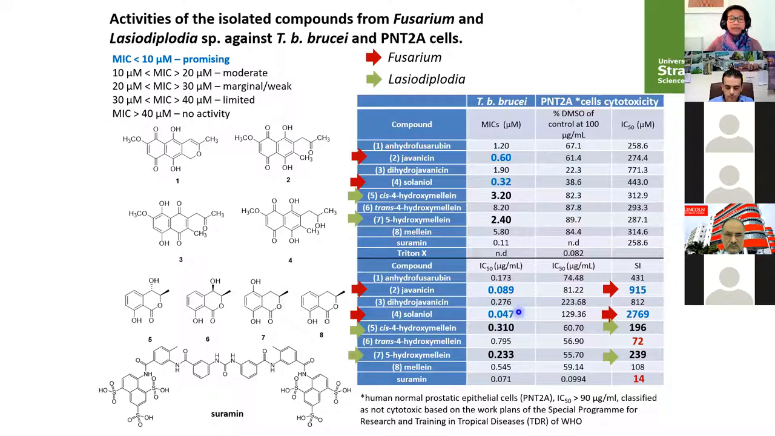And the best news is, if you look at the selectivity index, it is a very high selectivity index in comparison to suramin. We all know that suramin is a very toxic drug, even to normal cells. And we could reflect that in its very low selectivity index, which means we have here a drug which has a very good potential to use against trypanosomes.